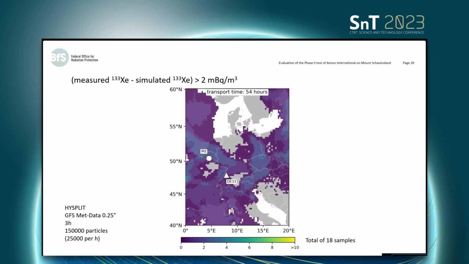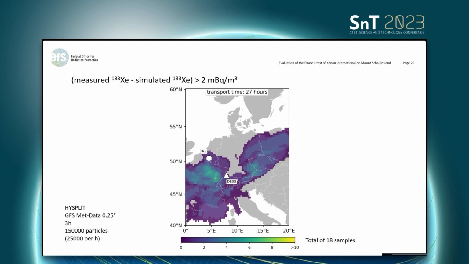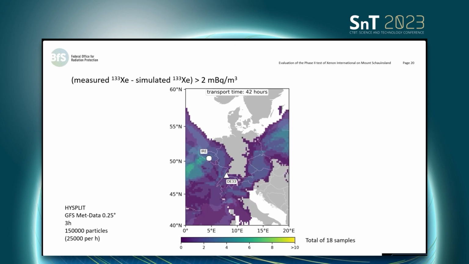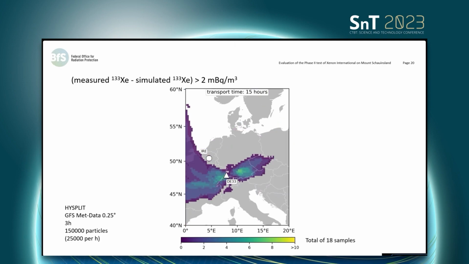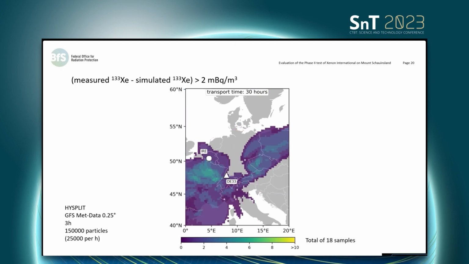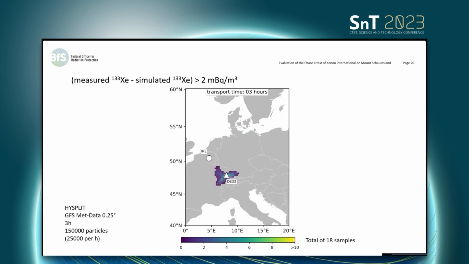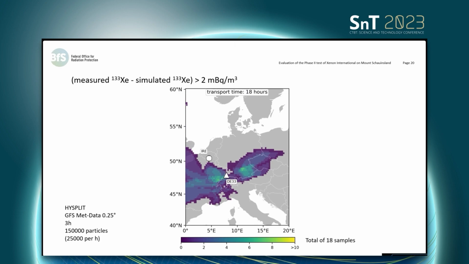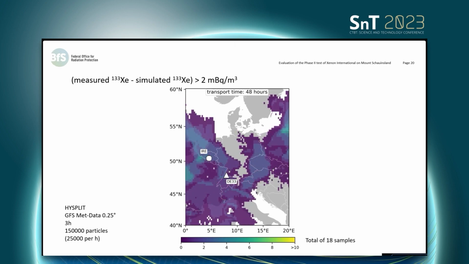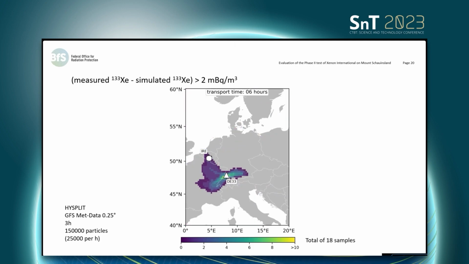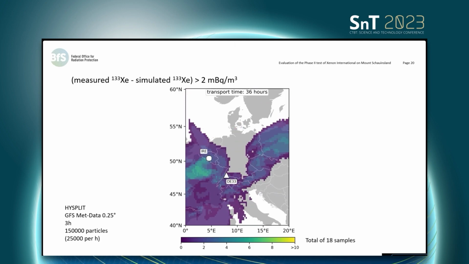This is the difference between the two plots that I just showed. This is measured Xenon 133 minus the simulated, and then you can see that we have some coming from the east, some coming from the west. When I first saw this, I thought, okay, that's just one event, something came from the east, something came from the west, and we're just overlapping everything here, so it looks nice. But actually, these are separate events, and we're going to have a closer look at them.